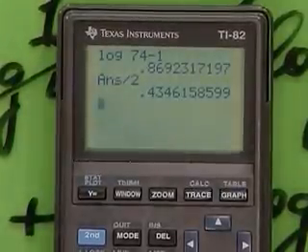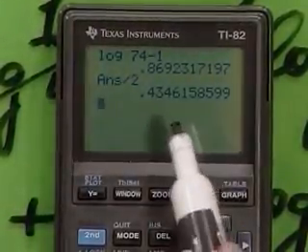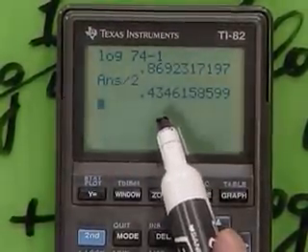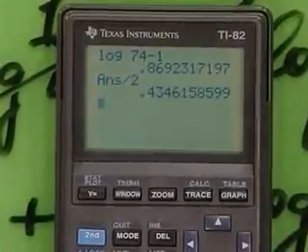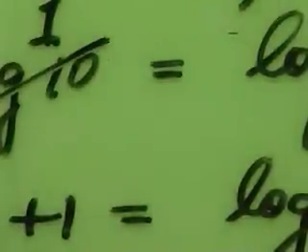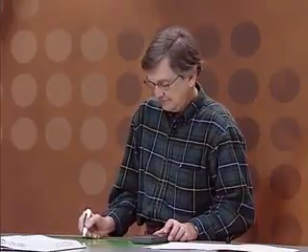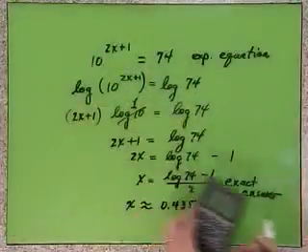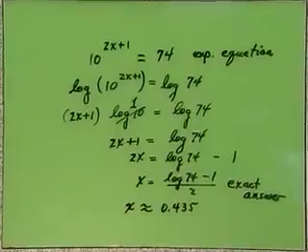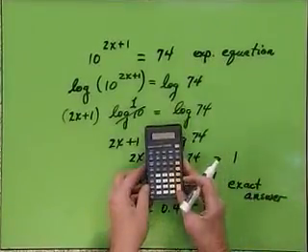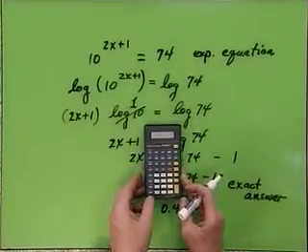And I get 0.435. I'm going to round that off to 3 decimal places, 0.435. So I'll write that as 0.435. Okay, now I was using a TI-82 to work that problem. Now let's go to a different calculator and just see how the difference in the keys will be.